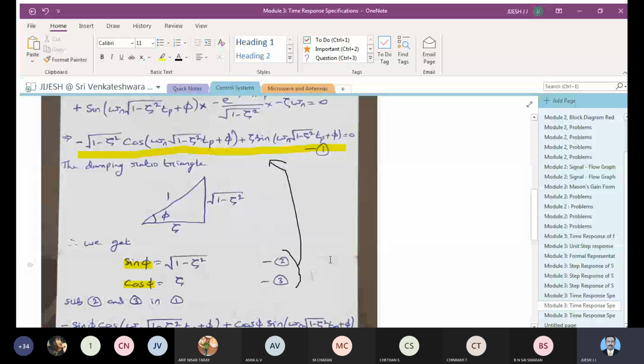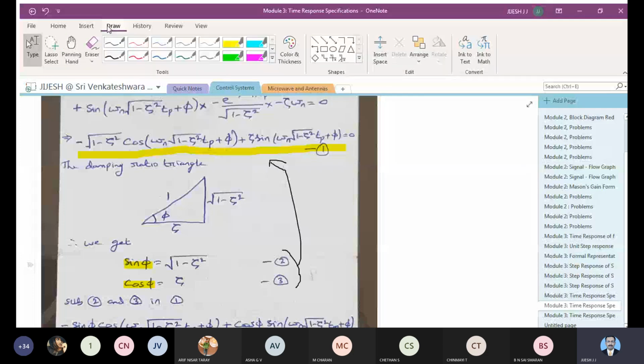I have asked you to substitute equation 2 and equation 3 in equation 1. So what you need to do here is substitute equation 3 and equation 2 in equation 1. Let us substitute sine phi is equal to root of 1 minus zeta square. Here you can see 1 minus zeta square, so it will be replaced by sine phi.